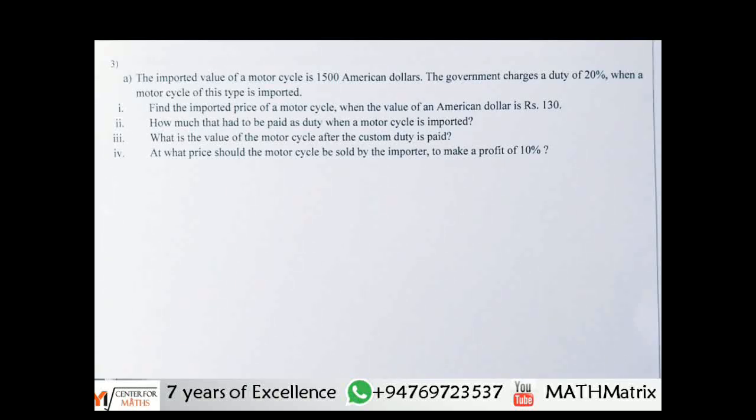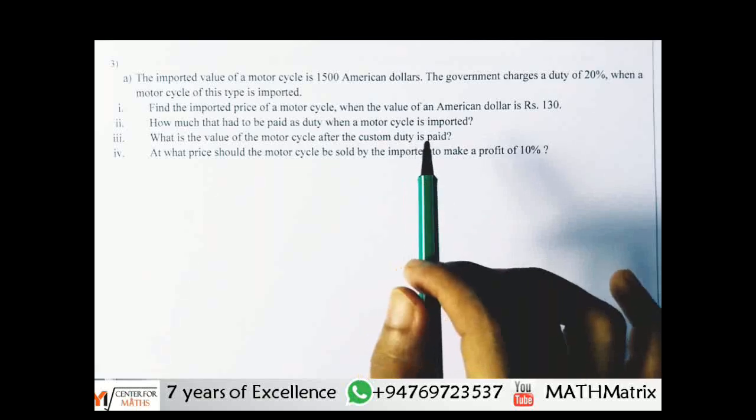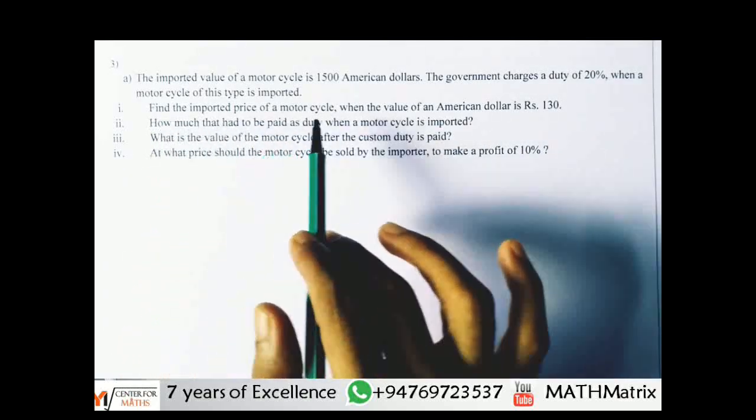Okay, right. So here the third one: the imported value of a motorcycle is 1,500 American dollars. The government charges a duty of 20% when a motorcycle of this type is imported. Find the imported price of a motorcycle when the value of an American dollar is 130 rupees. It's very easy, right? Okay, already we have discussed this kind of question, right? So read the question again from the beginning. The imported value of a motorcycle is 1,500 American dollars. Okay, right. And here they are asking us to find the imported value, right?